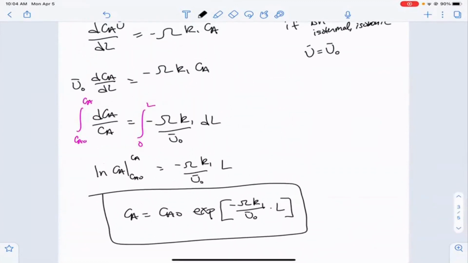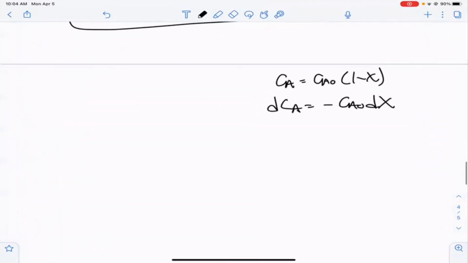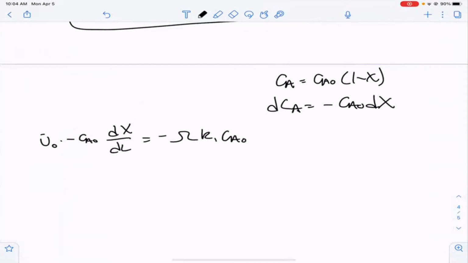we can make two substitutions, one for dCA and the other for CA, with these two functional forms that we have here in the upper right. If we do that, this becomes U0 times minus CA0 times dX dL equals minus the overall effectiveness factor times K1 times CA0 times 1 minus the conversion.